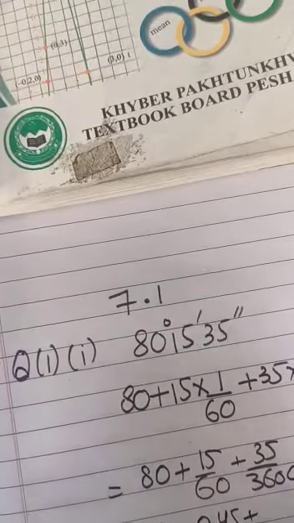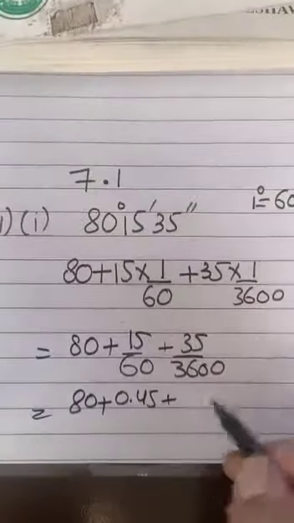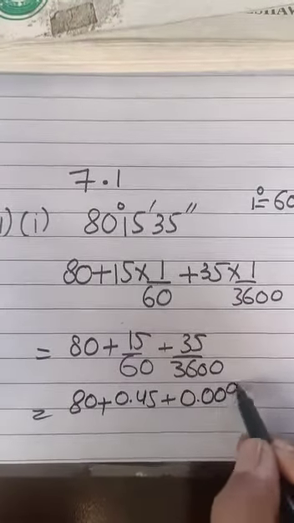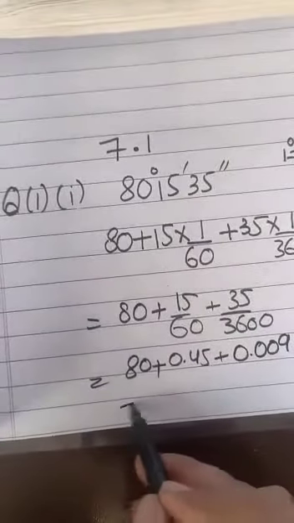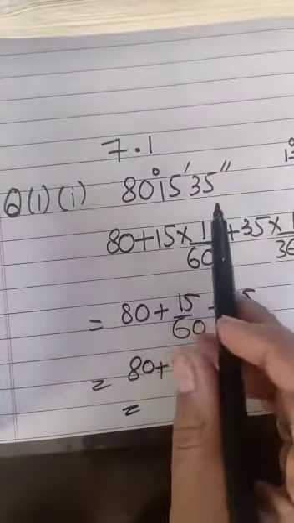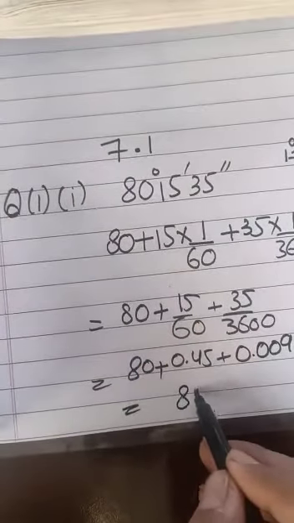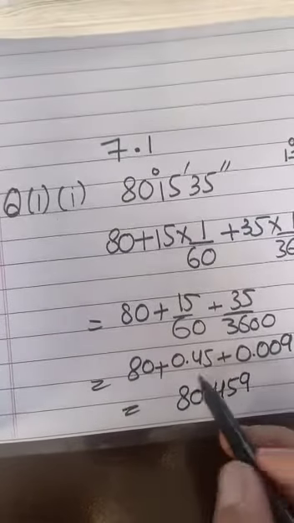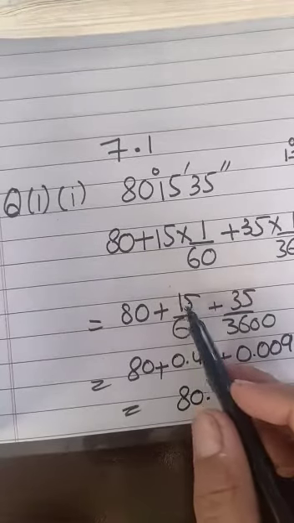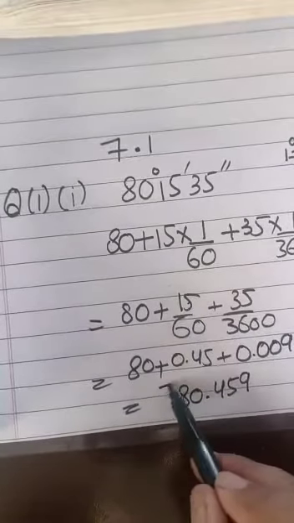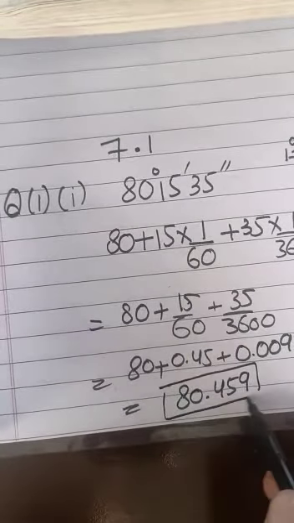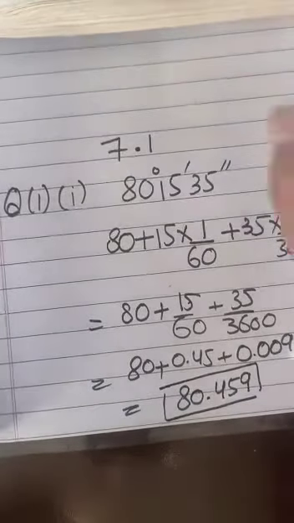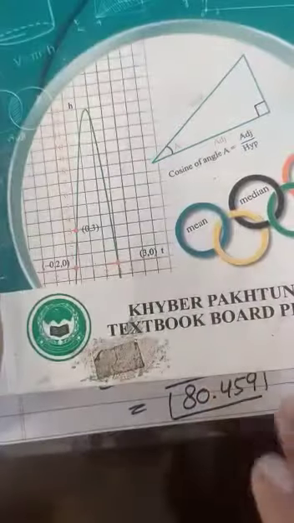तो इससे आपके पास आ जाएगा, for example, we have 0.25 and plus we have for example 0.009. So you can see that we have converted degree minute second into the decimal form, which is 80.259. For example, we have divided 15/60, so we get this required result in the decimal form. Inshallah, in the next lecture we will discuss question number 2.